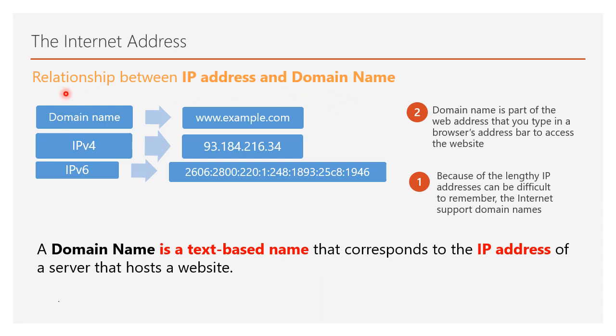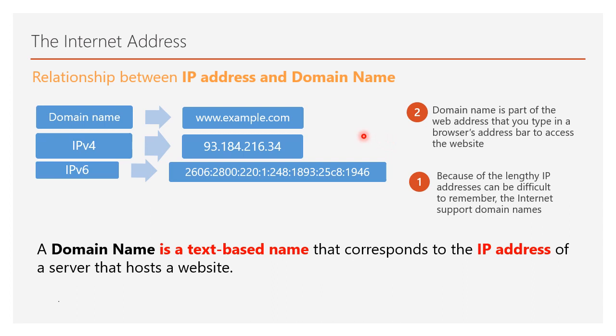For example, as given here, as you can see, we have the domain name www.example.com. www.example.com corresponds to the IPv4 address 93.184.216.34, and it also corresponds to an IPv6 address, 2606:2800:220:1:248:1893:25c8:1946 in IPv6 notation.